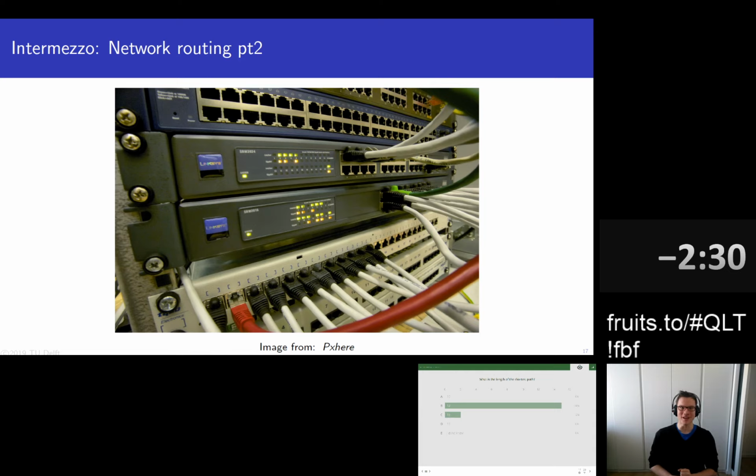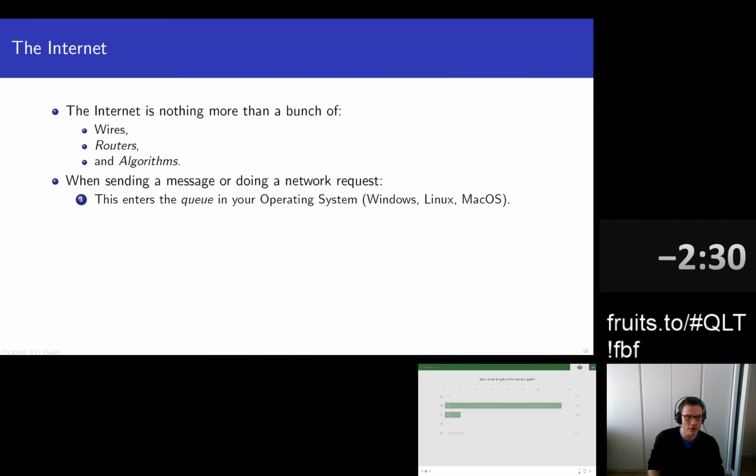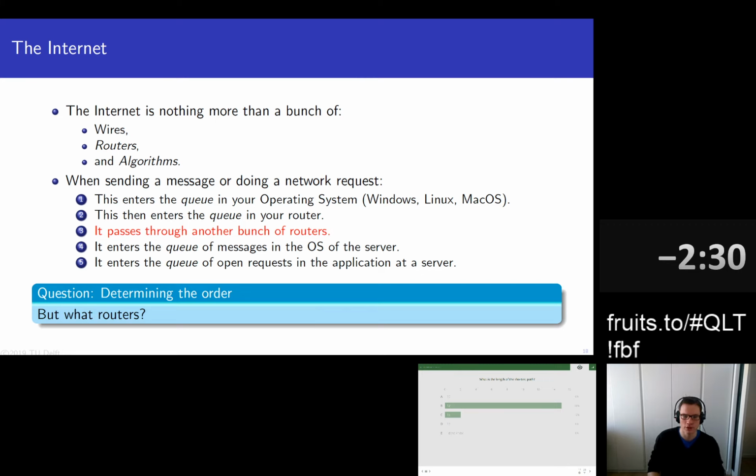Yes, just after the break, which means it's time for today's intermezzo. Now, a few weeks ago, when we talked about queues, I told you a little bit about the internet. And I told you that the internet is nothing more than a whole bunch of wires, routers, and algorithms. And back then I told you that when I sent a message, it was just a whole bunch of queues that this thing would go through. First in my operating system, then in my router, then more routers, then the operating system of the server, and then the server would handle it and send it back through all of these queues.